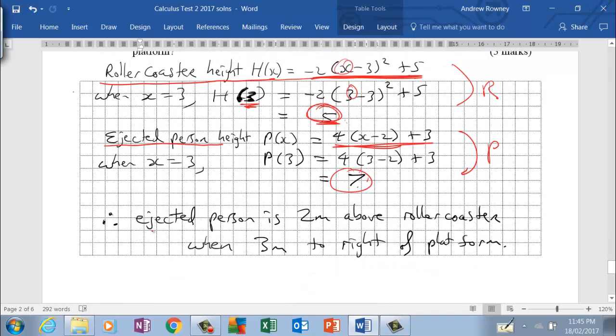So you can finish off saying the ejected person is 2 meters above the roller coaster when he's 3 meters to the right of the platform. Okay, good luck.